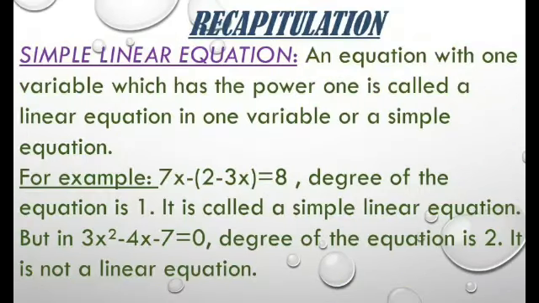Next topic is simple linear equation. An equation with one variable which has the power 1 is called a linear equation in one variable, or we can say a simple equation. For example, 7x minus 2 minus 3x is equal to 8. Here you can see this expression degree is 1. So this is a simple linear equation. But in 3x square minus 4x minus 7 is equal to 0, degree of this expression is 2. So this is not a linear equation.